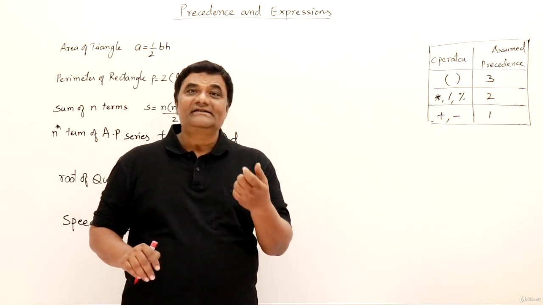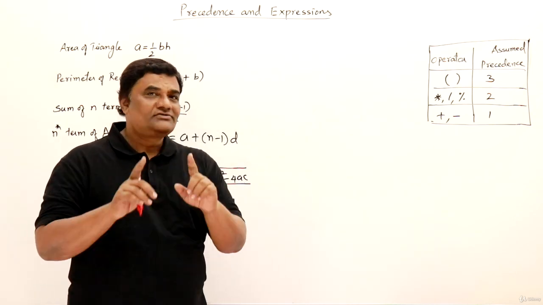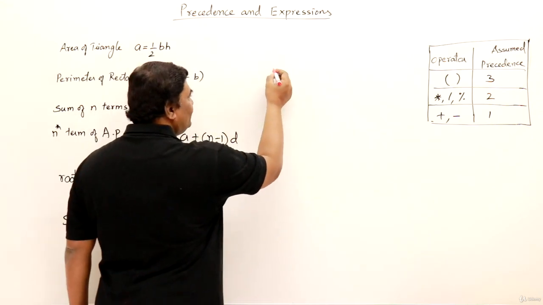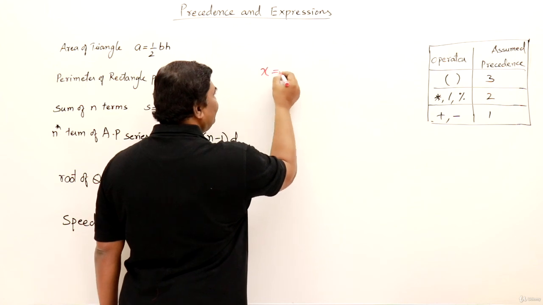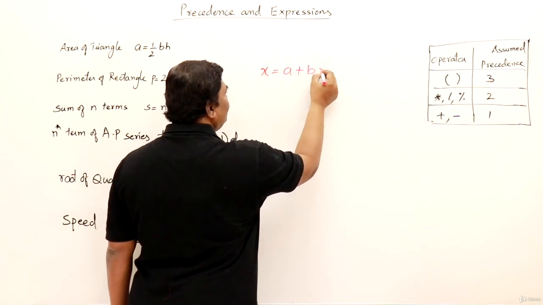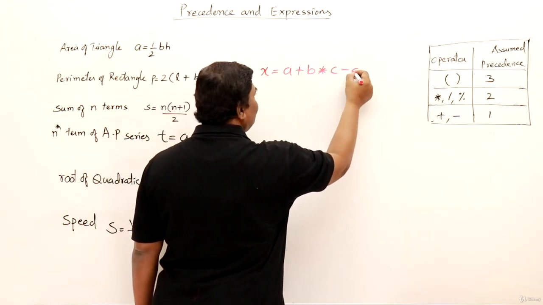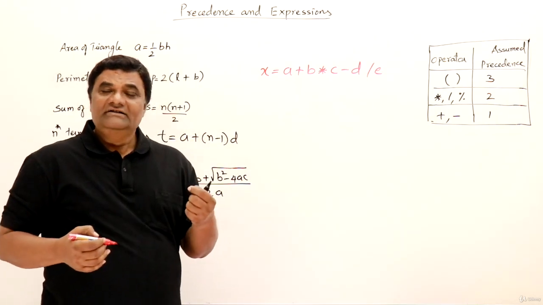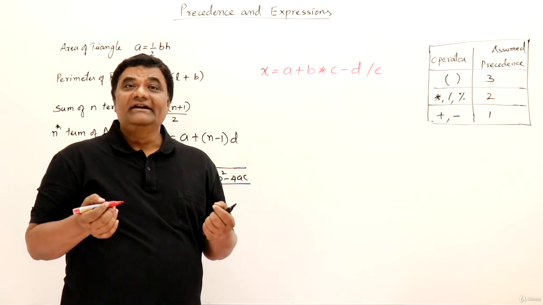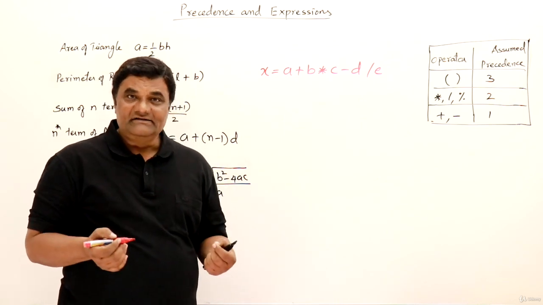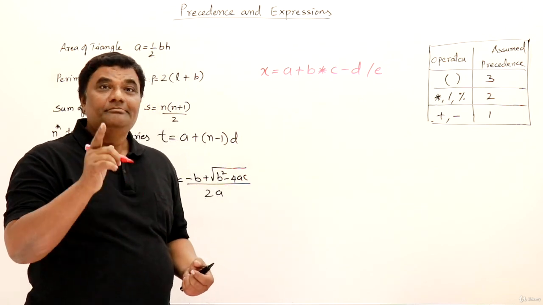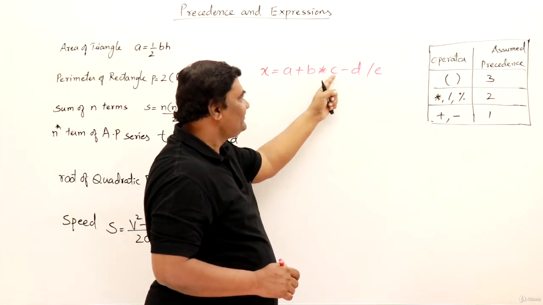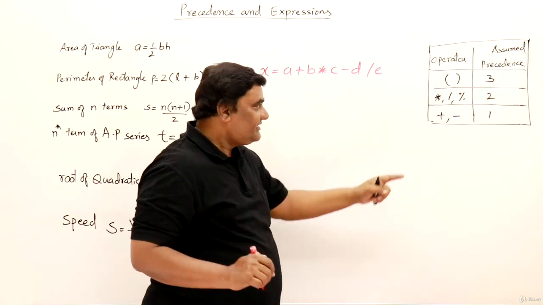Now how does this precedence affect things? Let us understand that. I will simply write one formula, then I will show you. Suppose I am saying x assigned with a plus b multiplied by c minus d slash e. This is the formula I have written. Now in this formula, which operator gets executed first? That actually depends on the precedence of the operator. How many operations have I used here? Addition, subtraction, multiplication, division. Four operations.